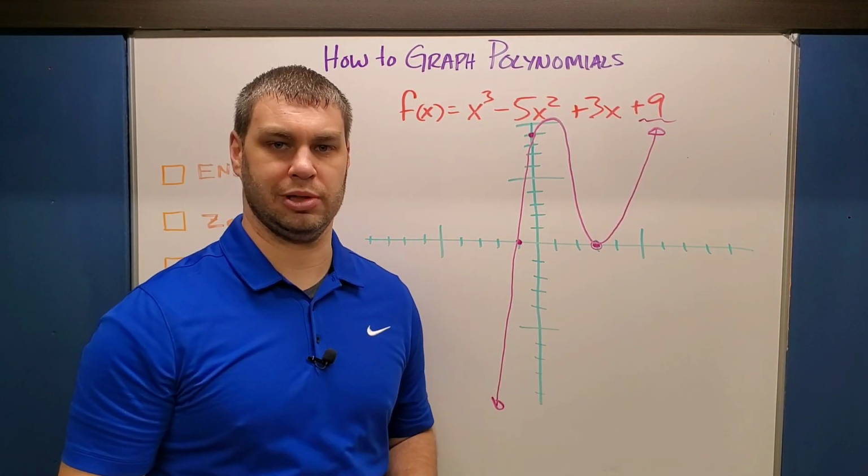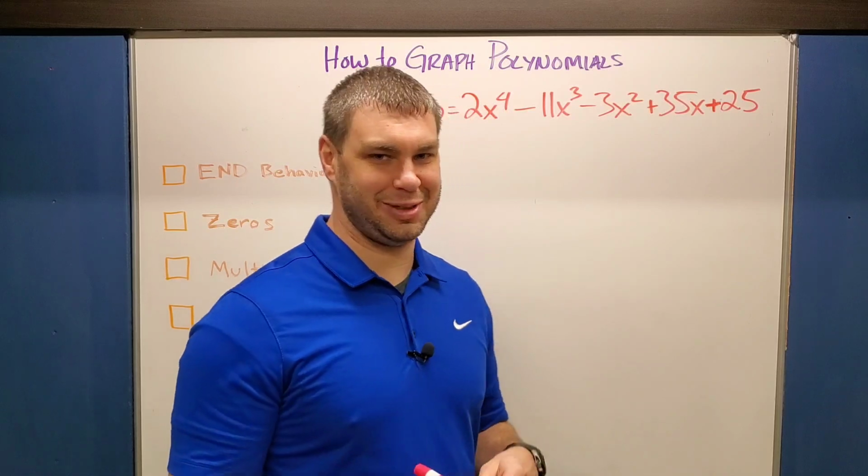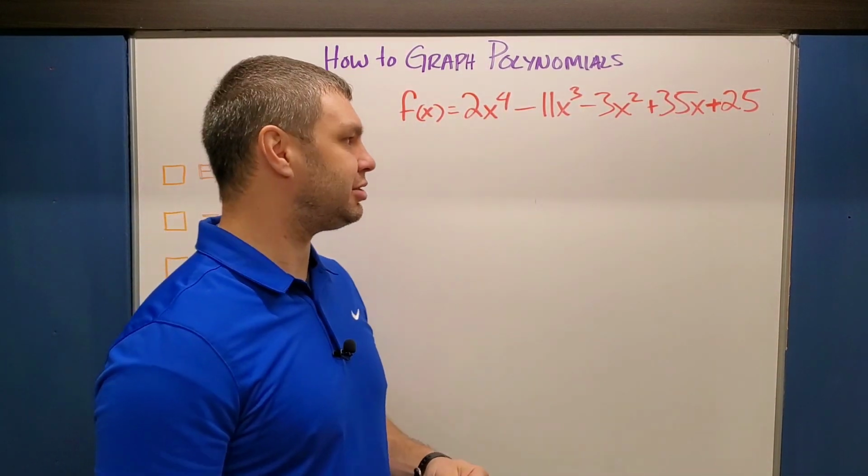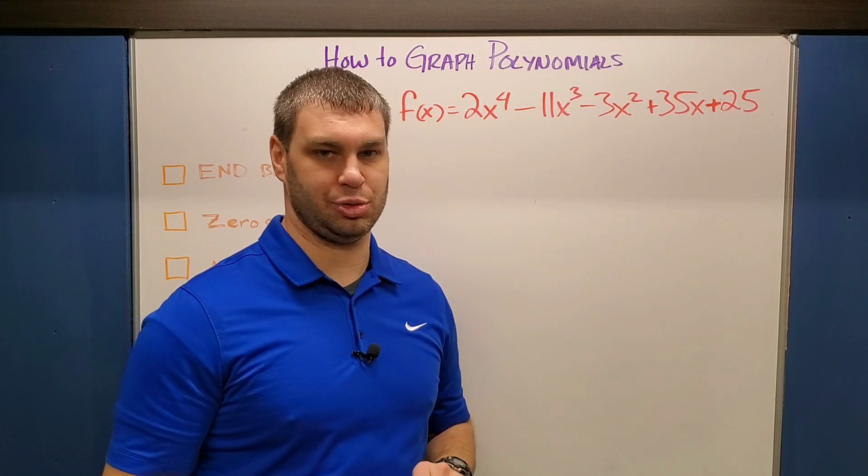Let's try one more before we're done today. All right, our second one, I'm going to warn you, is a little bit tricky, so let's try it. It says 2x to the 4th minus 11x to the 3rd minus 3x squared plus 35x plus 25.